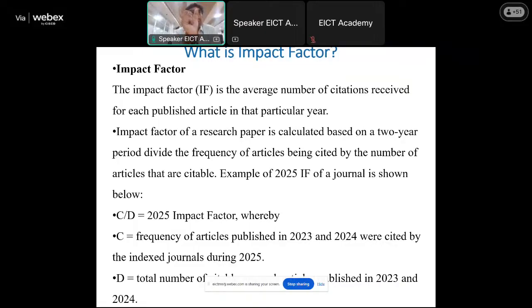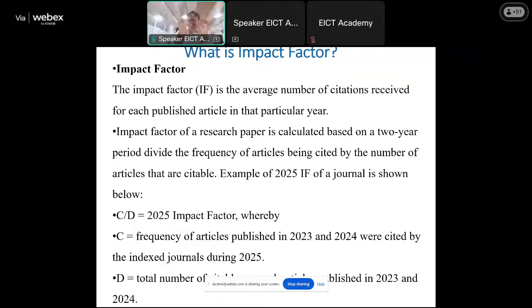ठीक है, तो इम्पैक्ट फैक्टर में 2 ईयर का ही आप कंसीडर करते हो. तो अगर 2025 का इम्पैक्ट फैक्टर कैलकुलेट करना है तो 23 और 24 के आर्टिकल पब्लिश कितने हैं और आर्टिकल का साइटेशन कितना हुआ है वो ही कैलकुलेट होता है. सिर्फ 2 साल का कैलकुलेट होता है. ठीक है, इम्पैक्ट फैक्टर के लिए. सो इसीलिए अगर मैं 2026 में करूंगा तो 2026 में 24 और 25 के आर्टिकल्स पब्लिश और साइटेशन आएंगे. तो इसीलिए आपका इम्पैक्ट फैक्टर चेंज हो सकता है.